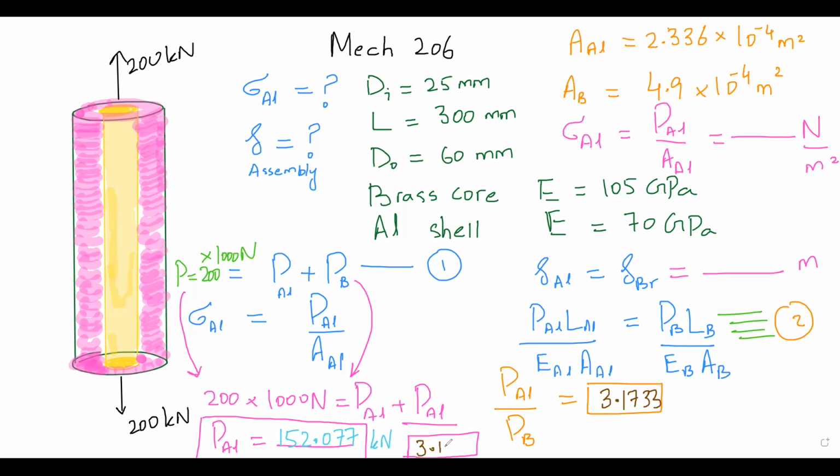Then 3.1733. What about delta? You need to give me P aluminium over E aluminium, or you can give me P brass over E brass. Both of them will give me the same answer.